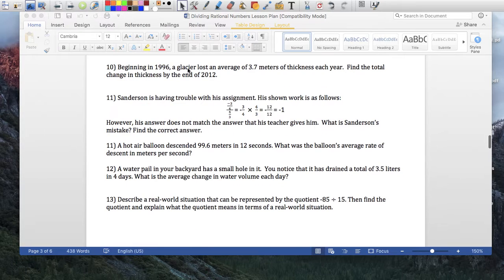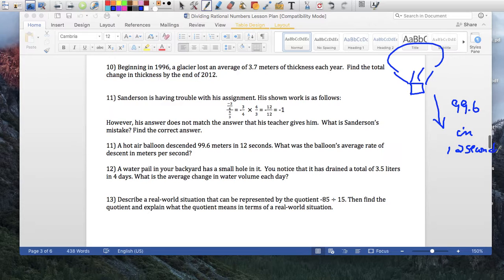11. A hot air balloon descended 99.6 meters. So the balloon was all the way up, and it's descended, which means it went down 99.6 meters in 12 seconds. So how many meters did it go down per second? That's what we're looking for. So obviously it's a division problem. So we're going to represent the descent, 99.6, by negative because it's going down, right? And we're going to divide that by 12.